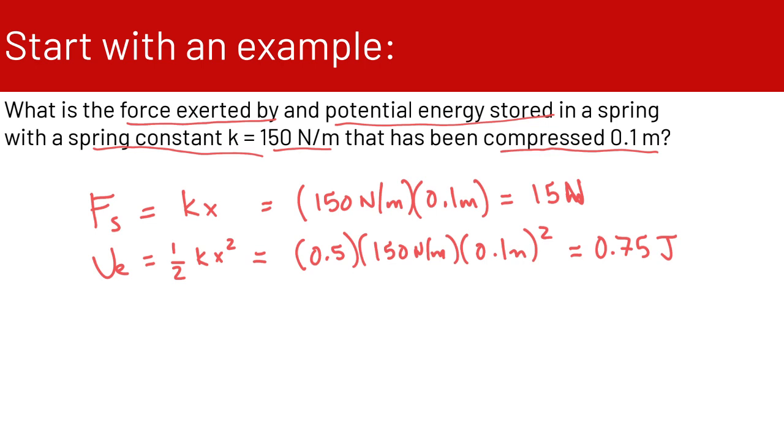So the work done on compressing the spring gives the spring 0.75 joules worth of potential energy.